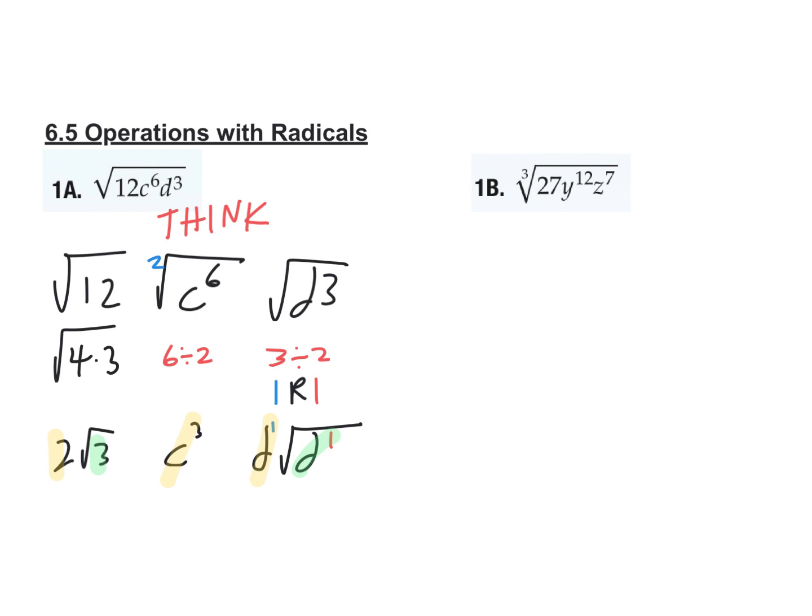Okay, so everything that I've highlighted in yellow, I'm going to put together on the outside. Everything in green, I'm going to put together on the inside. And so it ends up looking like this. Now we're almost done. Not quite. Questions so far before we wrap this problem up?